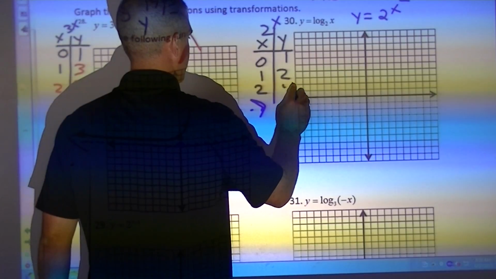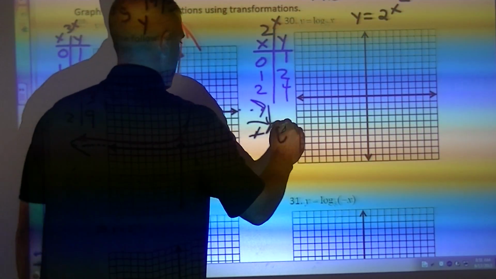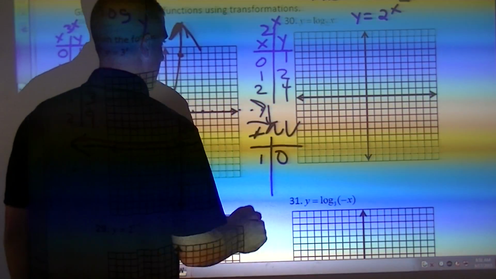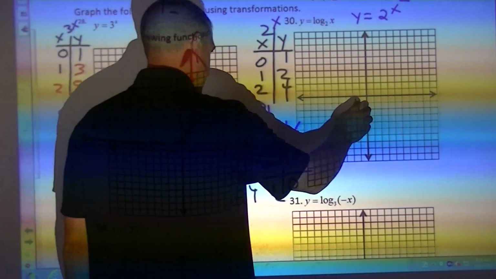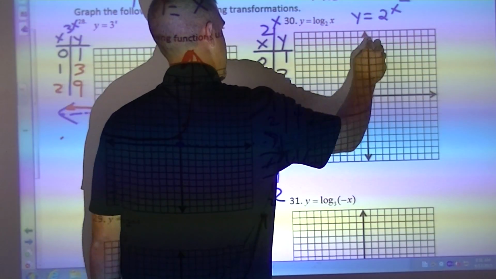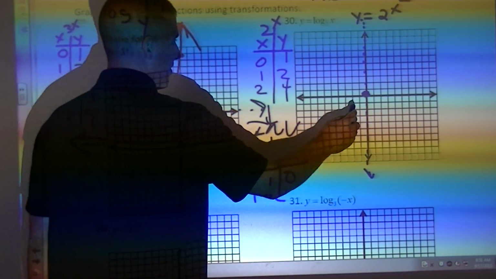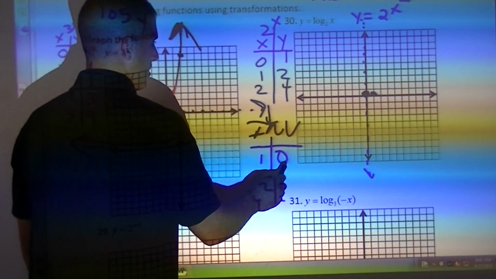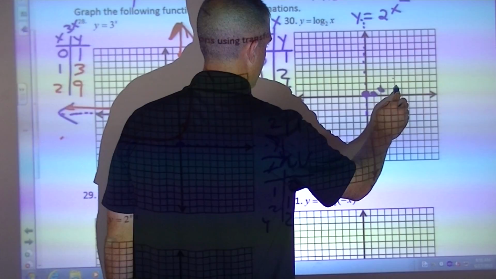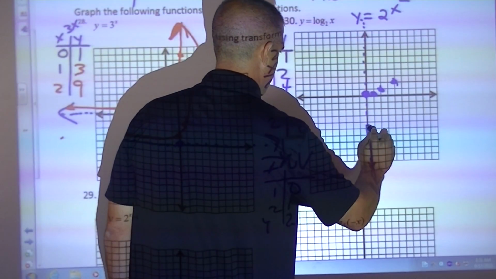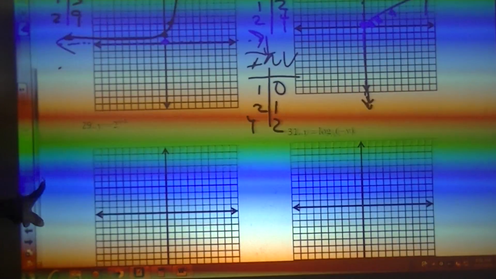Now, somebody's going to say, well, Mr. Evans, this is a log. Yeah, when you do this, it's the inverse. So we're going to switch everything. So we're going 1, 0. We're going 2, 1. We're going 4, 2. Now, my anchor's still at 0, 0. But now I'm going to have a vertical asymptote through there. So 1, 0, 2, 1, and 4, 2. And once again, it approaches the asymptote, and then goes that way.